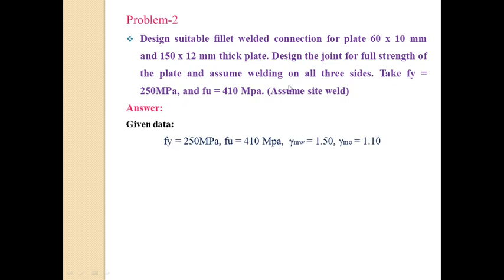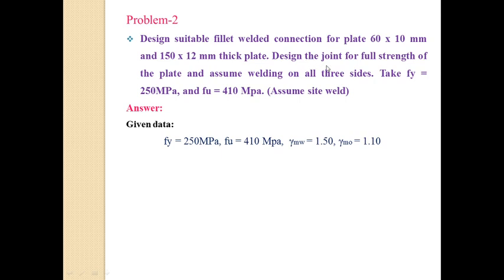Fy, the yield strength of the plate, is 250 MPa, that is 250 Newton per mm square. The ultimate strength of the plate is 410 MPa, that is 410 Newton per mm square. Here we are assuming site weld, therefore gamma mw is equal to 1.50. In this problem, the factored pull is not given, so the design load is not given.